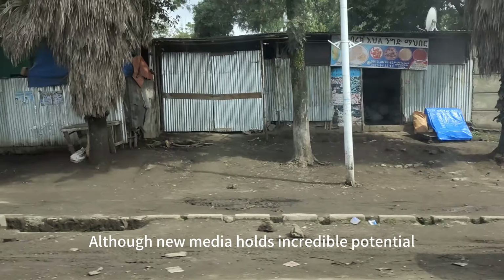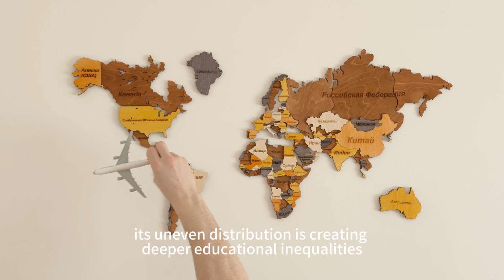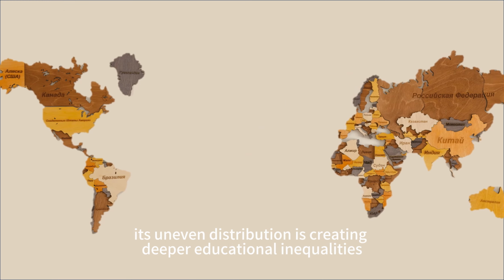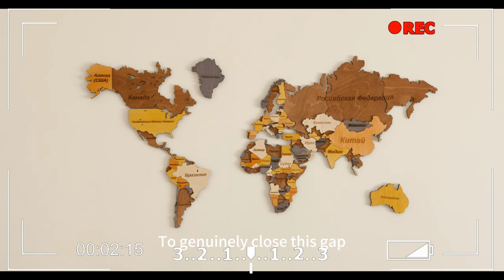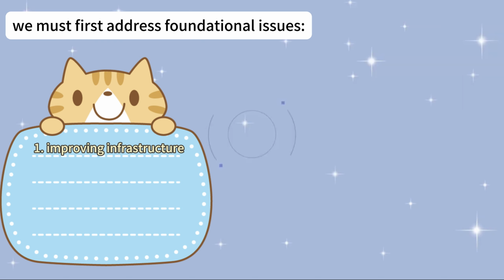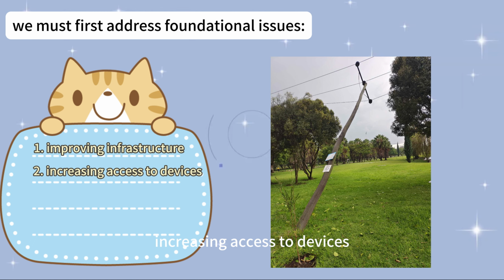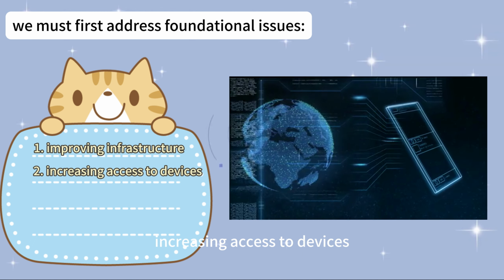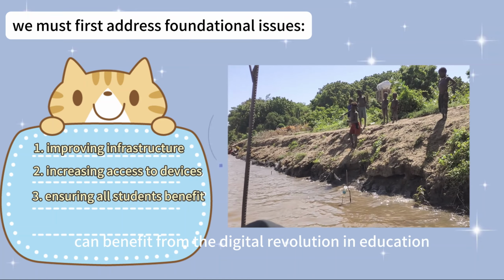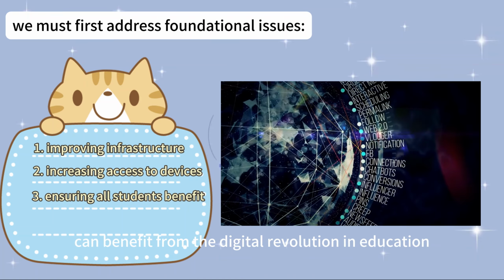Although new media holds incredible potential, its uneven distribution is creating deeper educational inequalities. To genuinely close this gap, we must first address foundational issues: improving infrastructure, increasing access to devices, and ensuring that all students, no matter where they live, can benefit from the digital revolution in education.